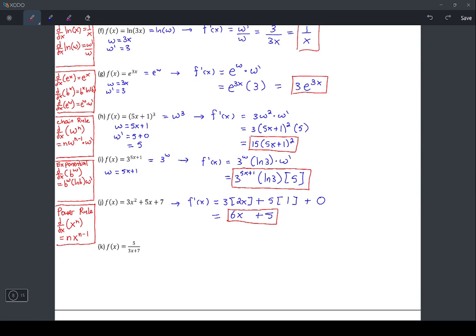Okay, next problem. Problem K can be solved 2 different ways. One way is to use a quotient rule. I'll do it that way. Well, I think I need more space than that. I'm going to have to write smaller.